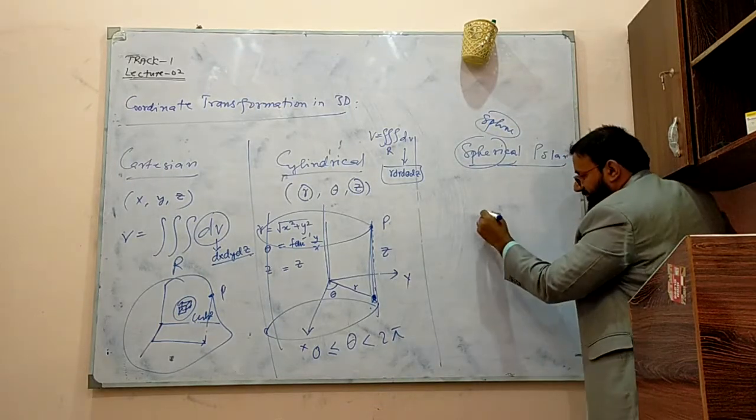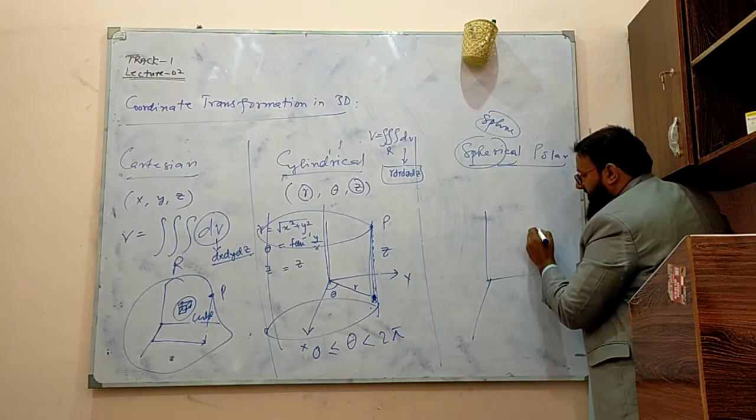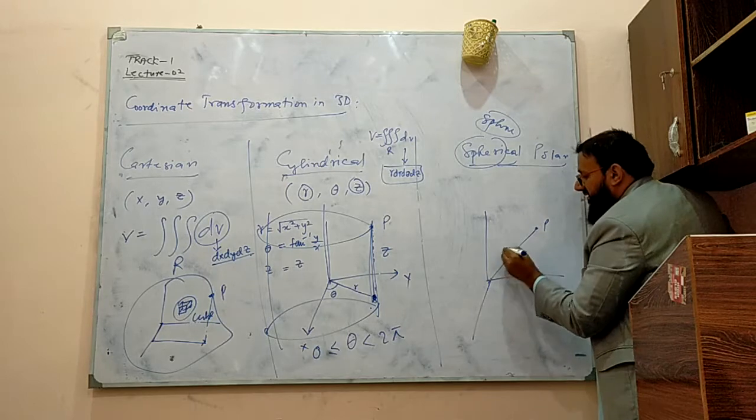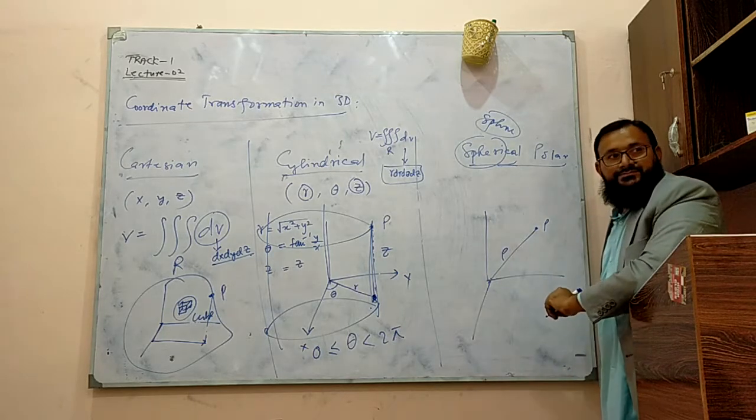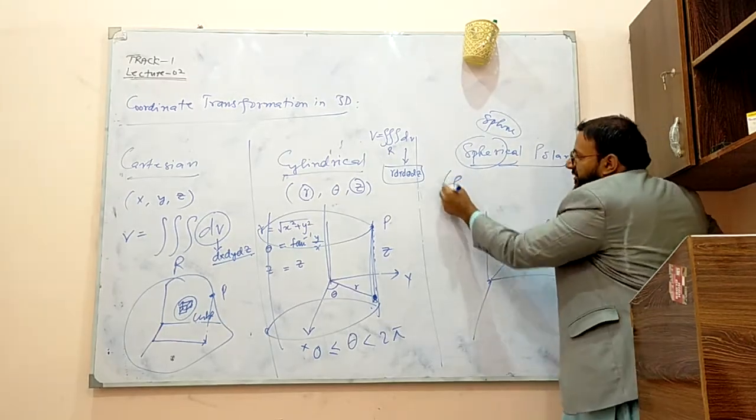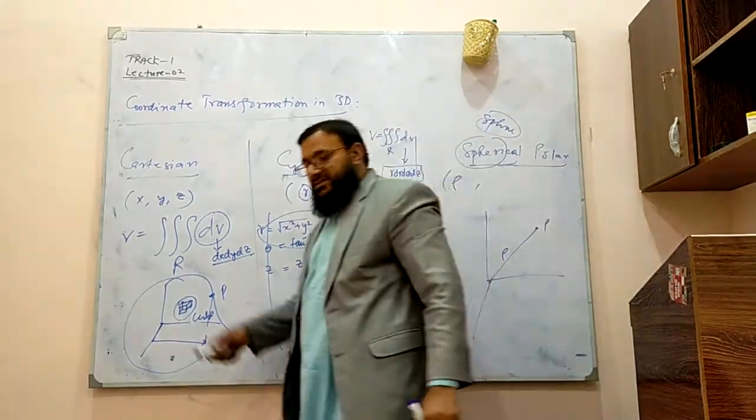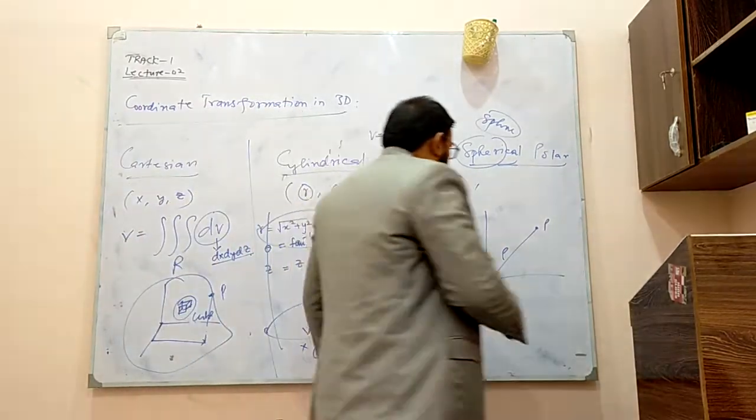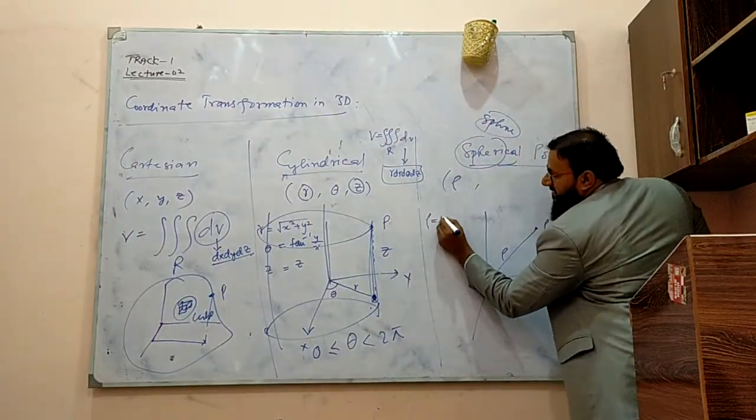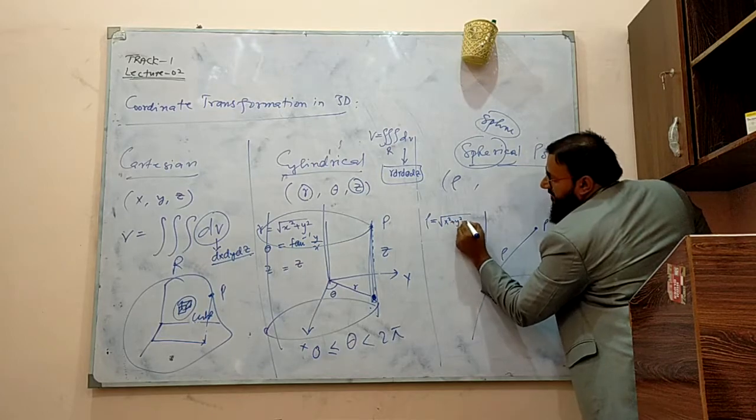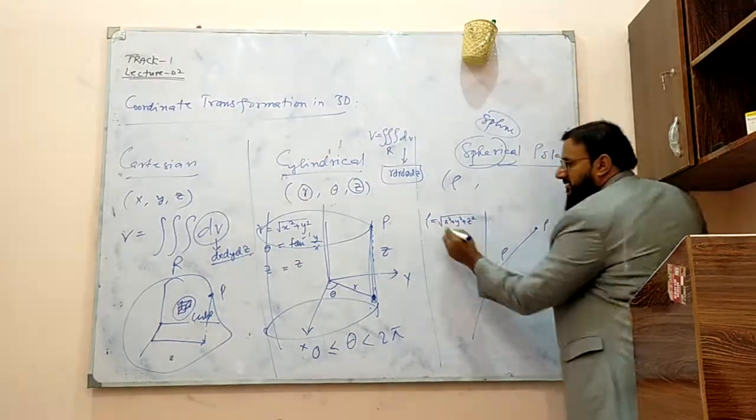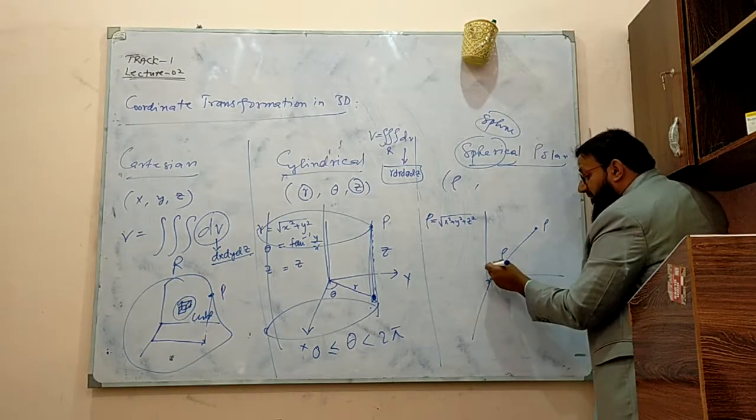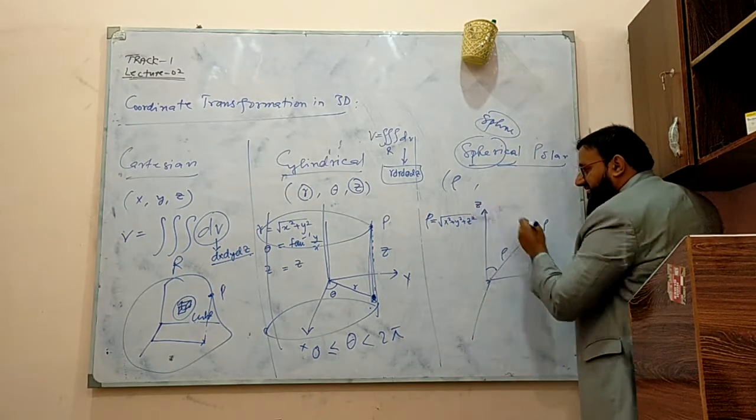So what I do, I have this point. The first thing is that I find the distance of this point from the origin. I name it rho. So rho is going to be my first coordinate. And what would be the value of rho? The value of rho would be the square root of x square plus y square plus z square using the Pythagoras theorem. The second thing that defines my point is the angle with the positive z-axis.